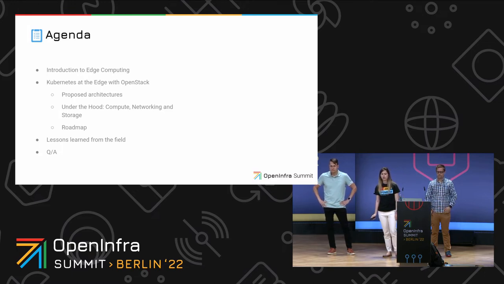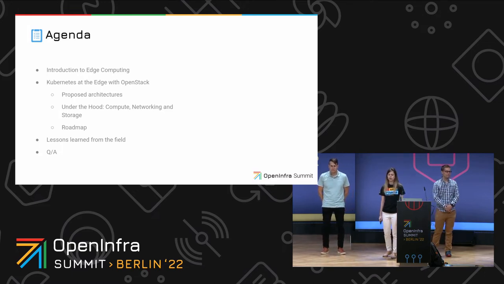So for the agenda, we are going to give a brief introduction about edge computing. Then we are going to follow with a deeper dive into Kubernetes at the edge with OpenStack. We'll go through some of the proposed architectures, how it works under the hood with services like compute, networking, and storage, and also go through the roadmap. Chris will go over some lessons learned from the field, and then questions and answers. I would like to highlight that there will be some intersections between what is actually supported upstream in OpenStack and what is available downstream at Red Hat.